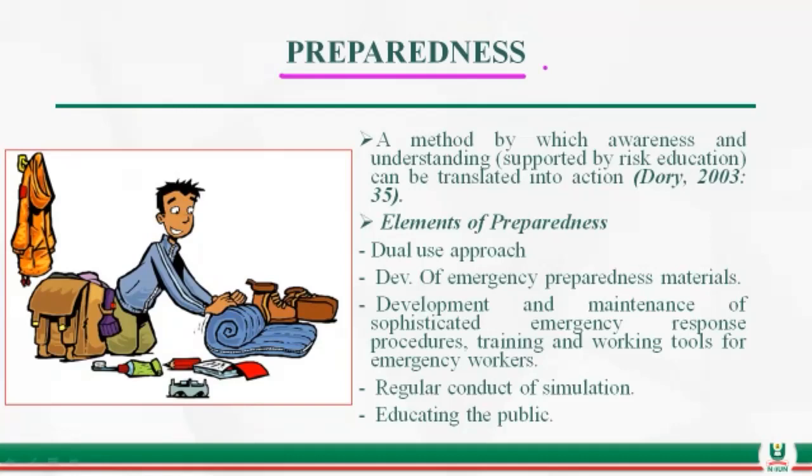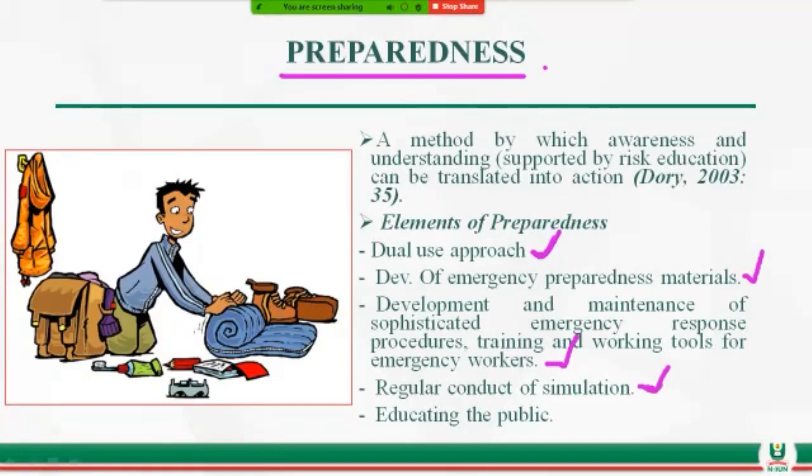Now, elements of preparedness: dual use approach, there should be dual provision in order to avert that risk. Development of emergency preparedness materials, development and maintenance of sophisticated emergency response procedures, training and workshop tools for emergency workers, regular conduct of simulation. This is the one that I should explain. These other ones are self-explanatory.